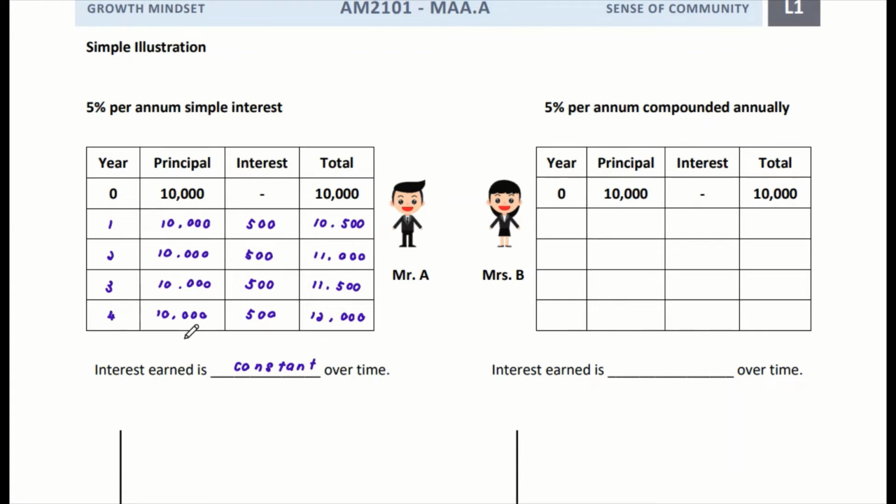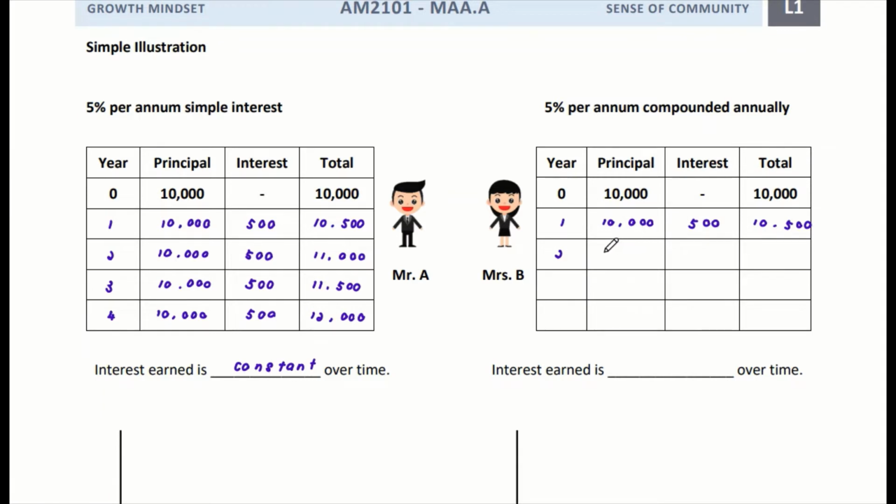Okay, so now let's look at Mrs. B. Her money is compounded annually, so it's compound interest. Same thing, she deposited a principal of 10,000, and in her account she has a total of 10,000. After 1 year, this 10,000 of principal will again generate 5% interest, so it's the same as Mr. A. She has sorry, 500 as the interest. So now the total amount of money that she has is going to be 10,500.